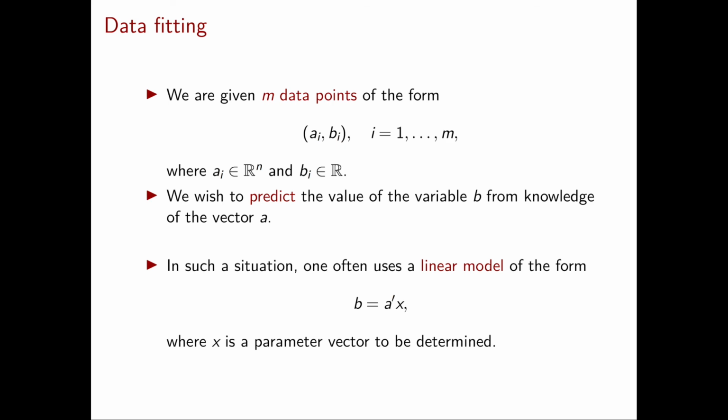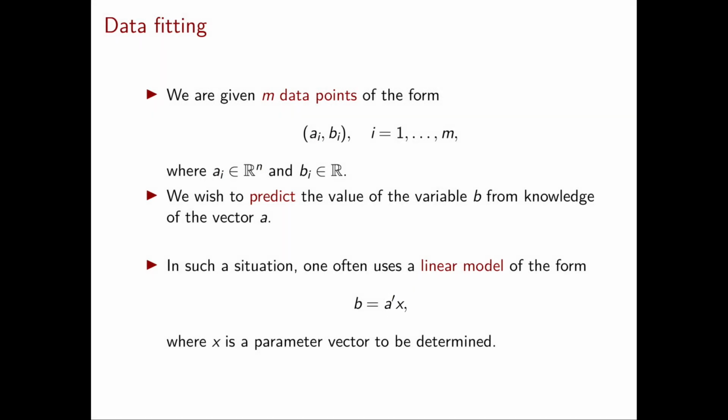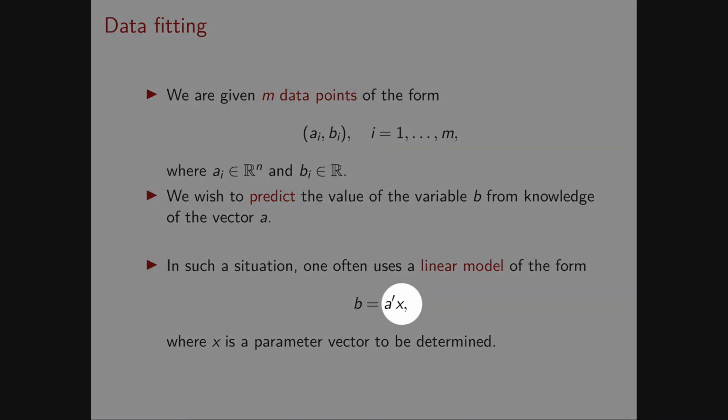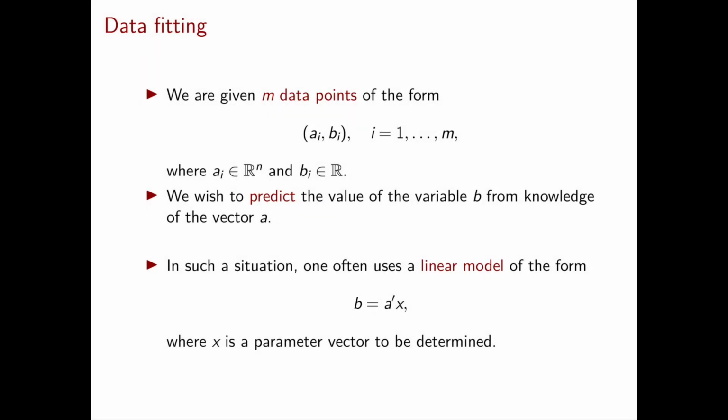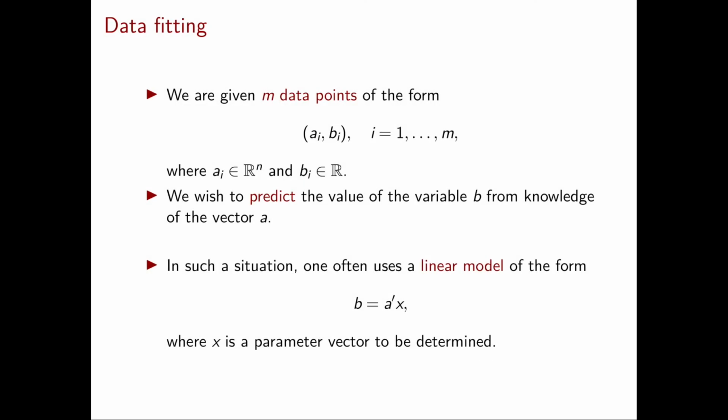In this situation, we often use a linear model of this form, b equal to a transpose x, meaning that if a new patient comes in in the future, we measure the vector a, then multiply it by a vector x that we have obtained from all our previous data, and in this way we obtain the predicted b that tells us if this new patient has heart disease or not. Here, x is the parameter vector to be determined using our m test patients.